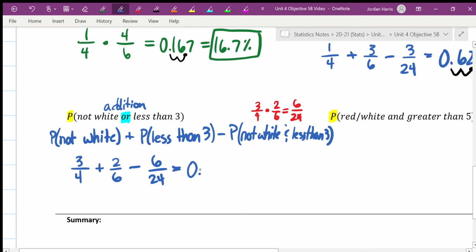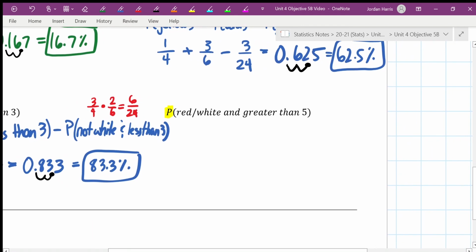Okay, so you get even bigger probability. You'll notice that the ORs, the addition rules, usually end up with larger probabilities because either one will work. Where with ands, they both have to be there for it to work. So ands usually have smaller probabilities, ORs usually have bigger probabilities. And we get 83.3%. We move the decimal.